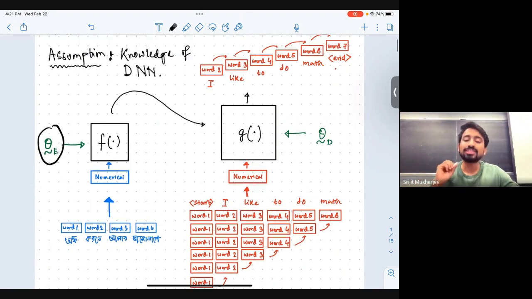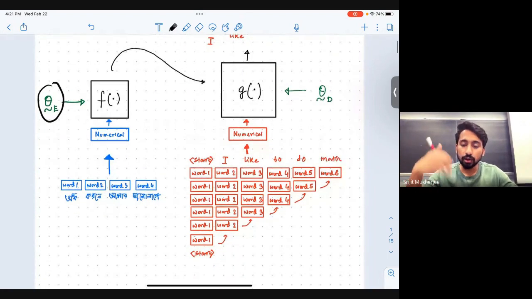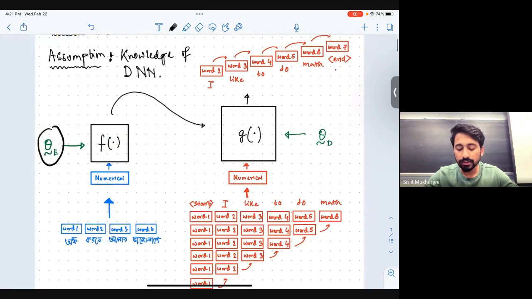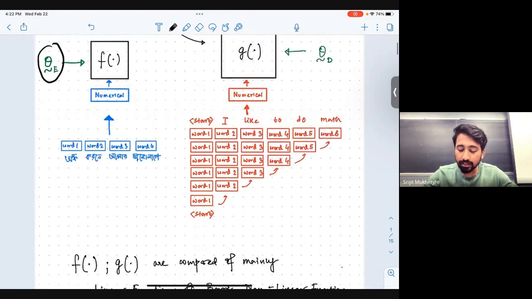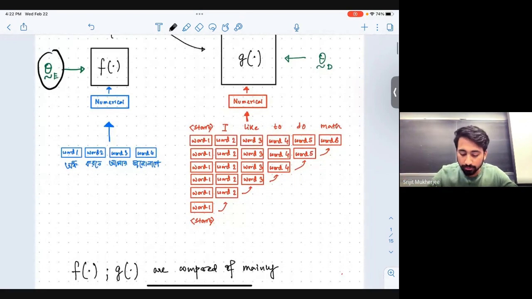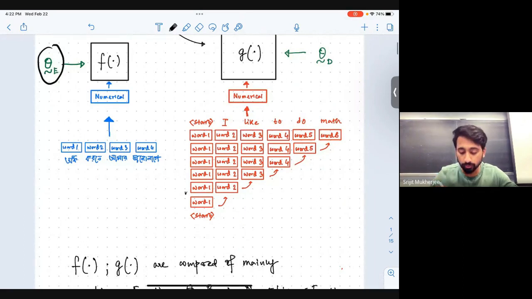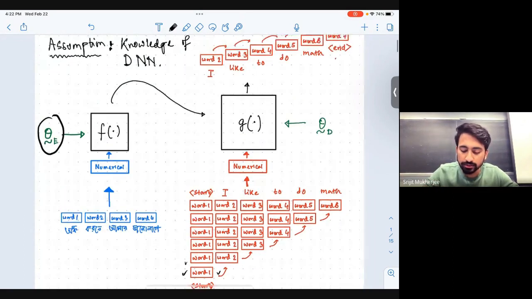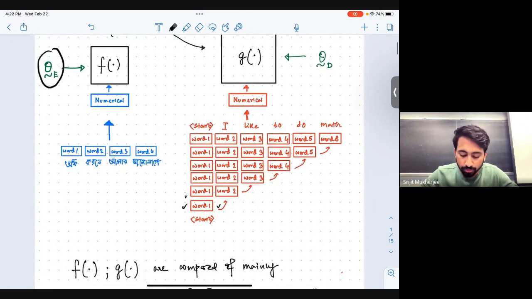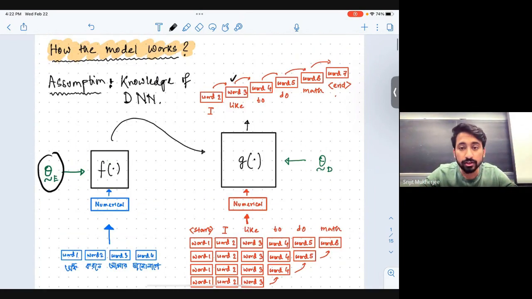So if you input start, the output of the function g will be I. Then the I will be fed in. So first you input word one, which is the start of the sentence, and the output will be word two, I. Then if you input word one and word two, meaning the sentence has started and we have I, it will give output as word 3.